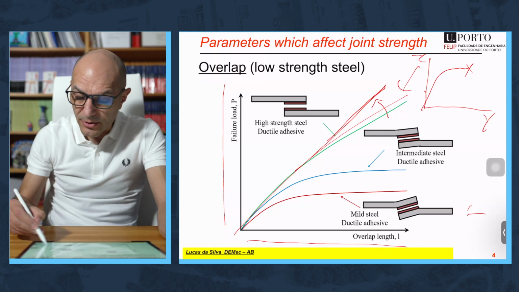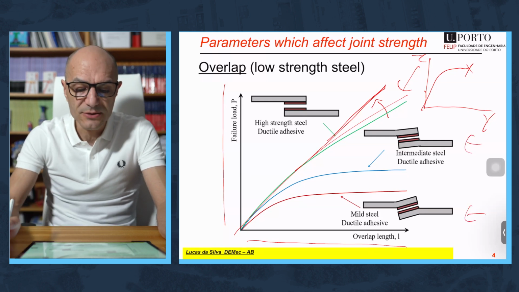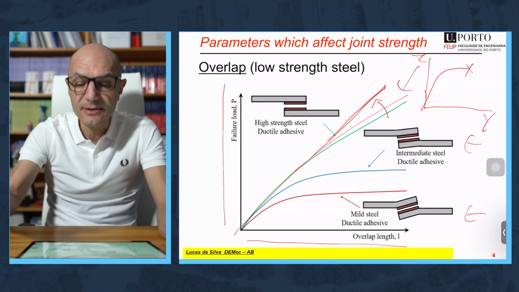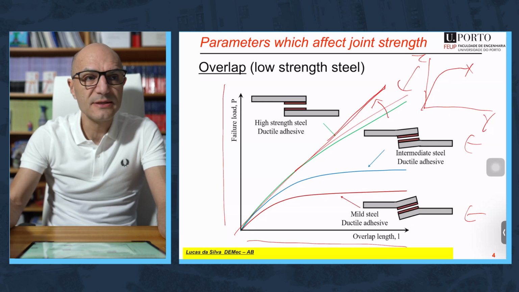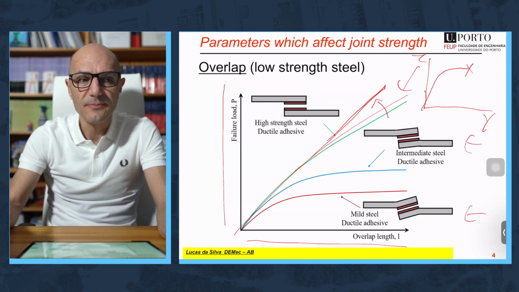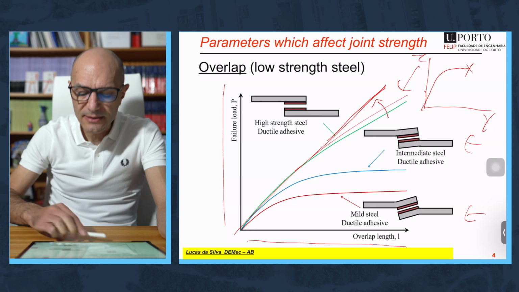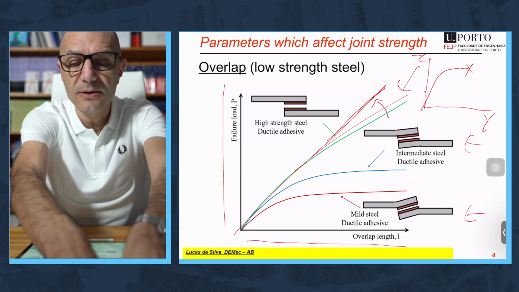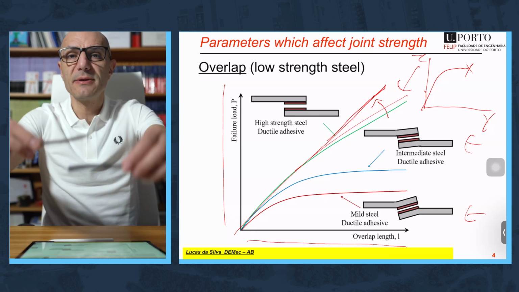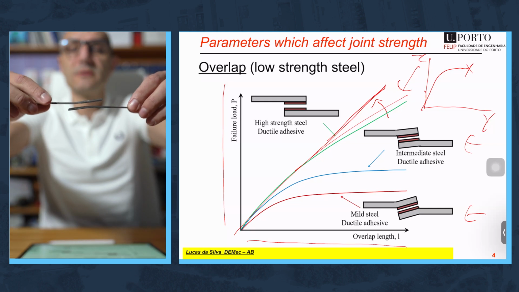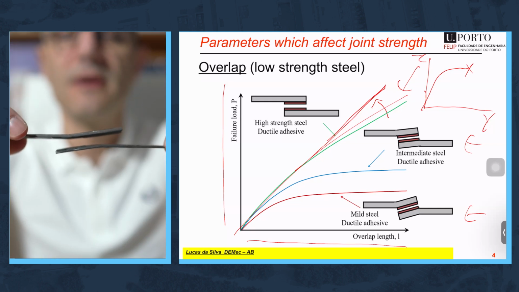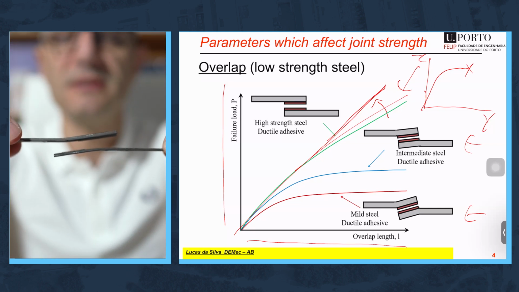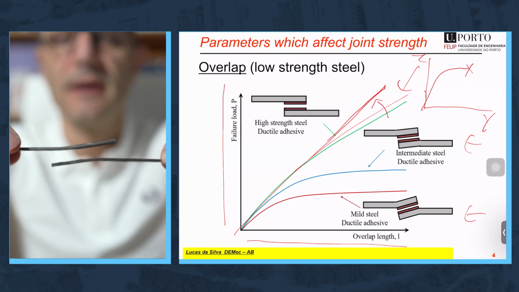Now, let's look at other cases where you don't have high strength steel, but you have mild steel. What happens is that the steel will yield at the ends of the overlap and will be permanently deformed and will cause premature failure of the joint because it pulls on the adhesive locally. The adhesive has a limited ductility and will eventually fail.